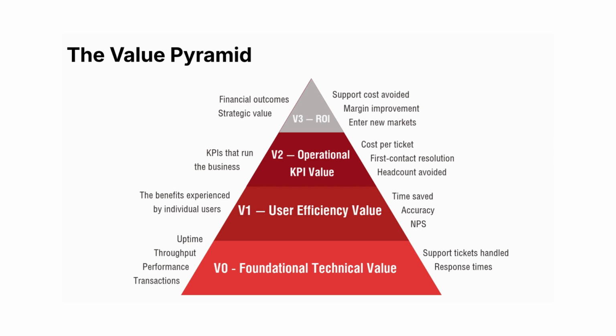So that's the pyramid. V0 is telemetry, V1 is the user benefit, V2 is the operational KPI, and the missing scaffolding, V3 is the financial outcome.